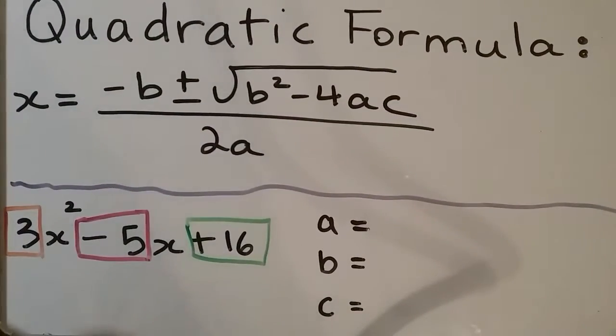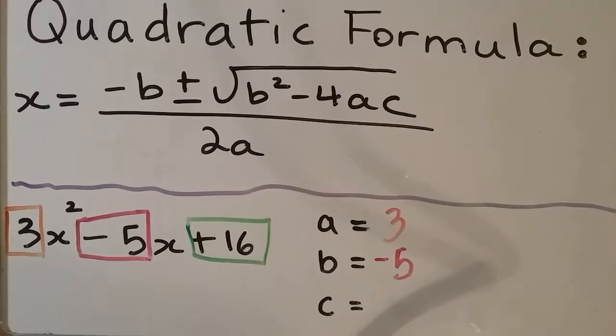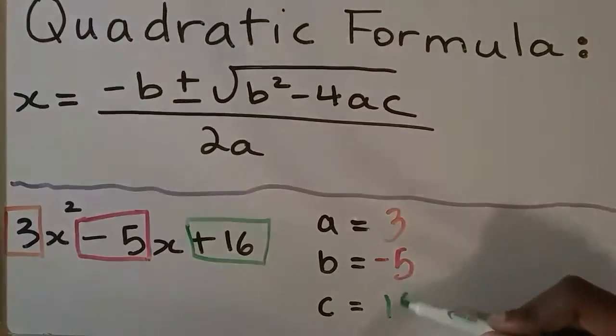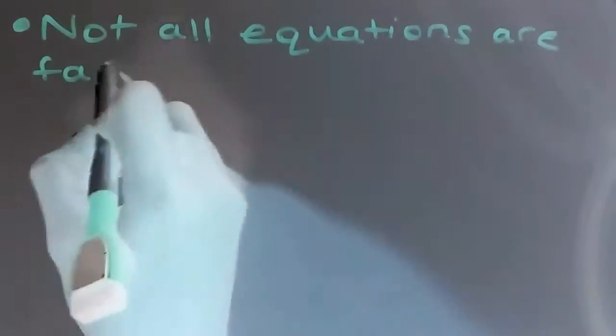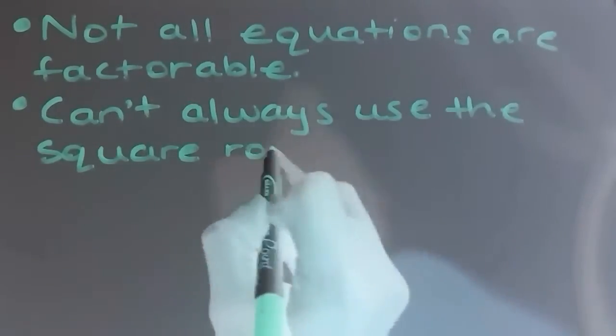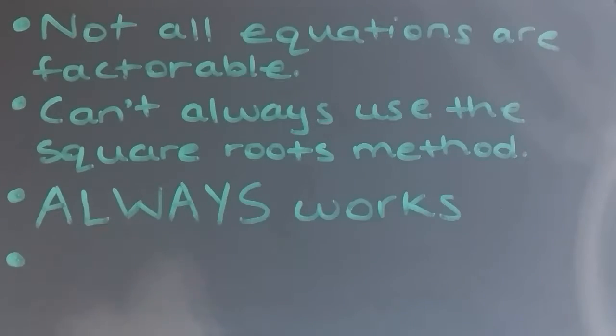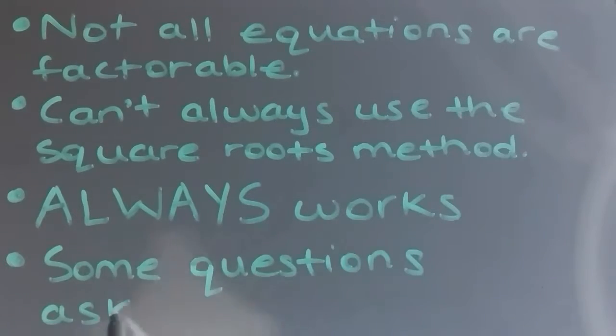For example, in the equation 3x squared minus 5x plus 16, 3 would be a, negative 5 would be b, and 16 would be c. So why do we have to learn the quadratic formula if we know how to factor? Well, that's because not all equations are factorable, and you can't always use the square roots method. But the quadratic formula always works, and on some questions they ask you to use it.